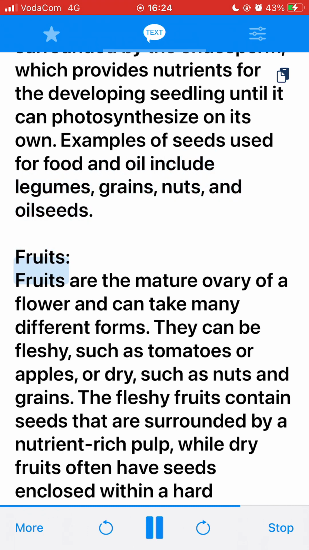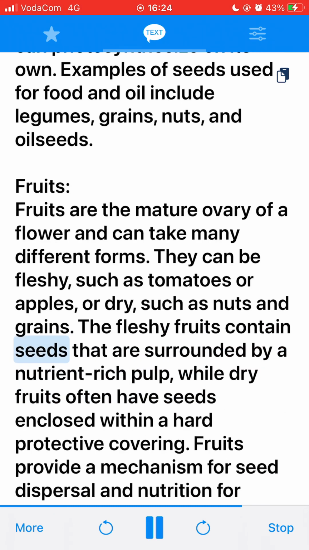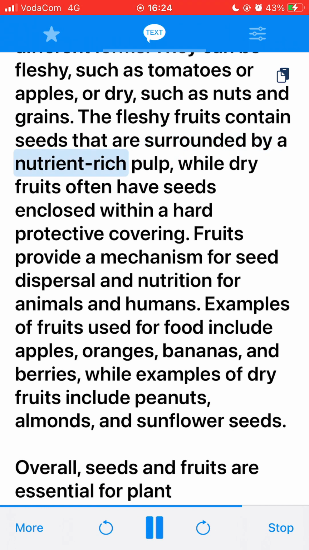Fruits. Fruits are the mature ovary of a flower and can take many different forms. They can be fleshy, such as tomatoes or apples, or dry, such as nuts and grains. The fleshy fruits contain seeds that are surrounded by a nutrient-rich pulp, while dry fruits often have seeds enclosed within a hard protective covering. Fruits provide a mechanism for seed dispersal and nutrition for animals and humans.